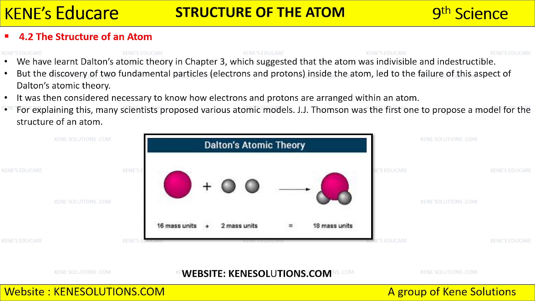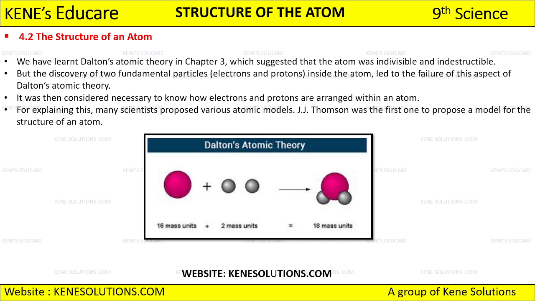If you can see, Dalton's atomic theory has been given here, where 16 mass units plus 2 mass units becomes equal to 18 mass units. If we take the example of H2O, there are two hydrogen atoms and one oxygen atom. So if we consider it that way, it is going to be the same thing, right?